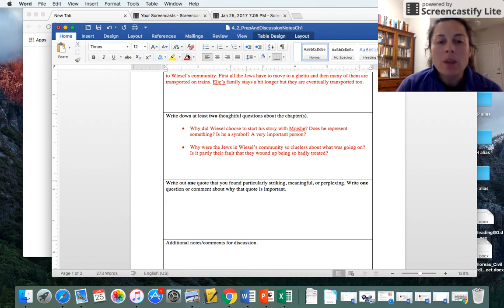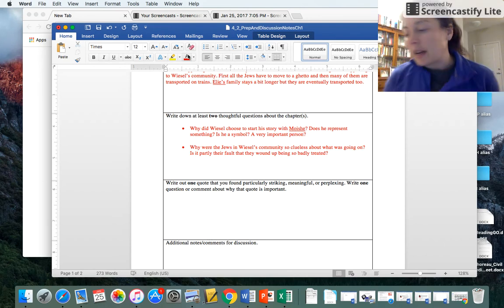But now it's time for me to talk about one quote that I found particularly striking, meaningful, or perplexing. And obviously I'm pretty interested in this Moishe character. And so I have this quote that I marked with two different flags. My yellow flags talk about Elie or other people's faith in God. And my blue ones talk about moments where somebody has a vision of what's going to happen or a guess of what's going to happen and nobody listened to them. And that came together in this one quote on page 7. So I'm going to put that quote in there. That was just a quote that really stuck out to me for that reason.